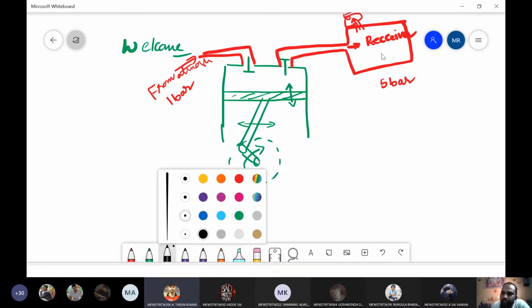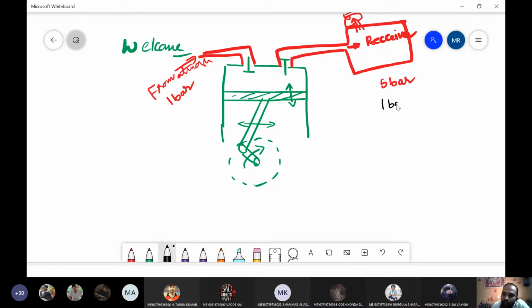So the pressure inside the receiver tank will be increased gradually, right? So it will be 1 bar, then it may be 1.5 bar, 2 bar, 3 bar, 4 bar and 5 bar. Once the desired pressure is reached, the air compressor automatically stops working, which means it will cut off automatically. There will be safety valves, designed in such a way.